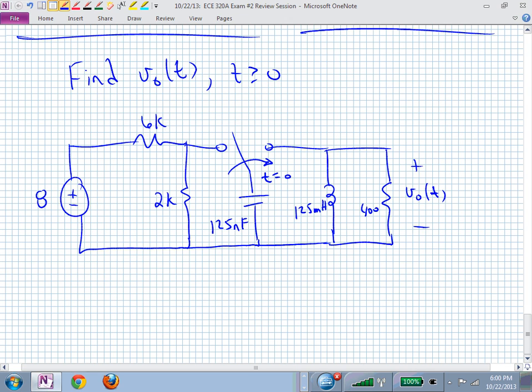What? Which one? The 400 is supposed to be a resistor. You're hurting my feelings. So the 400 vertical is a resistor. To the left of the rightmost element is an inductor of 125 millihenries. Then I have a capacitor of 125 nanofarads. And now I want you to find, oh yeah, v sub 0 of t for t greater than or equal to 0.